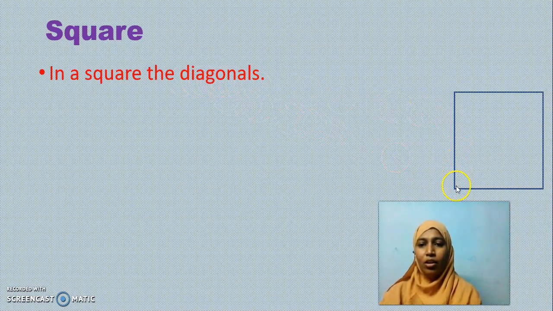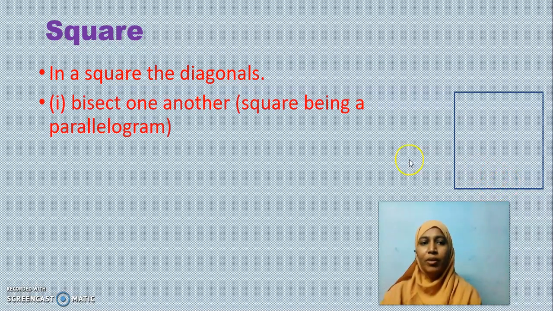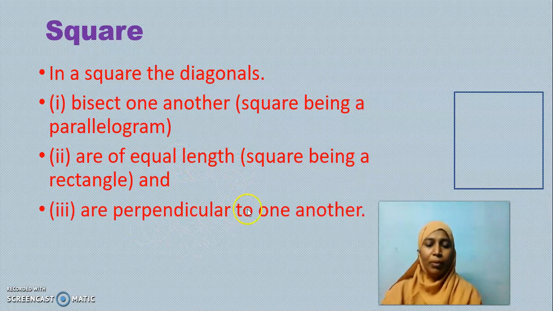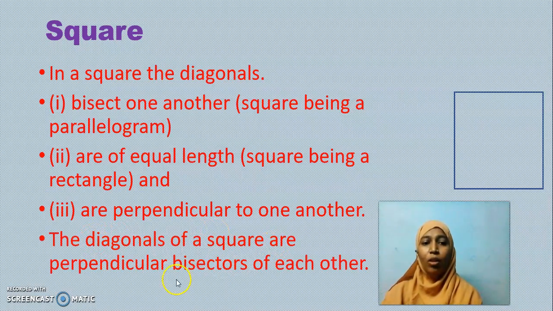Can you say the measure of those two diagonals? Yes, the two diagonals will be of equal measure and they will bisect one another. Okay, and they will also be perpendicular. So combining all these three points together, we can say that the diagonals of a square are perpendicular bisectors of each other.